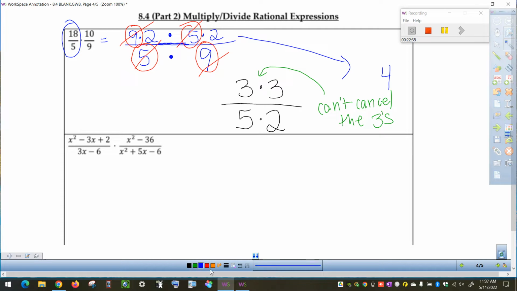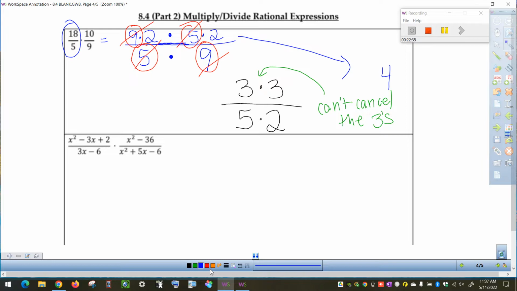All right, so when we transfer this to a more complex multiplication problem with rational expressions, it's just the same thing that we did on the front side. We're just doing it for 2 fractions and it's going to be a little bit more factoring, but really we can think of it as one big fraction. So let's try that for this problem here.